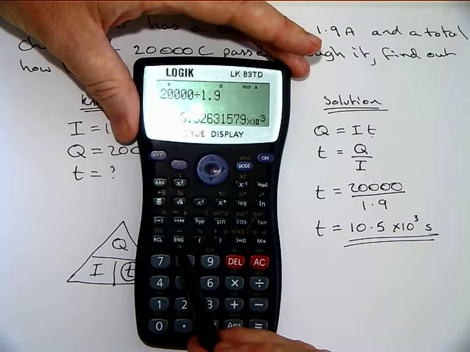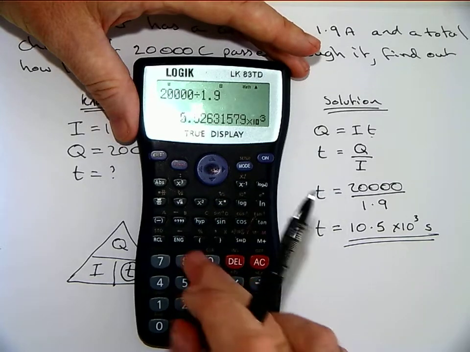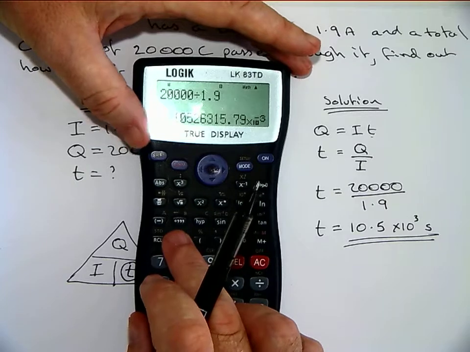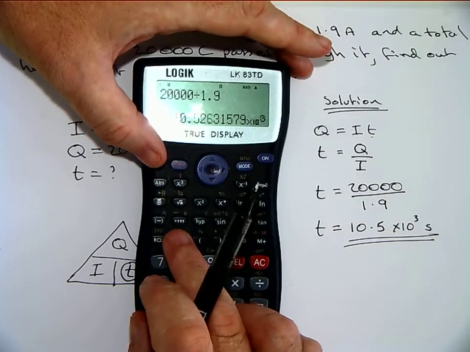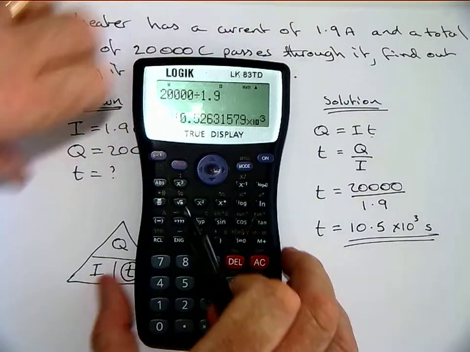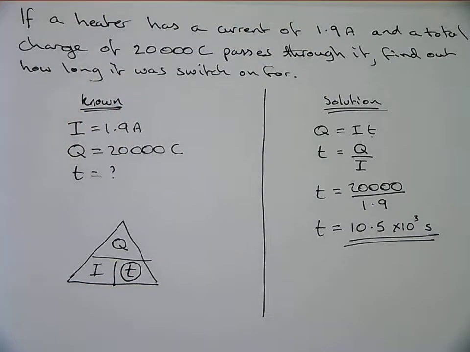Very useful button. Remember, we have it. We don't write down all that nonsense that we had previously. You press it again, it gives you other strange forms, but we just do it once, get a sensible number. 10.5 times 10 to the power of 3 seconds. That's our final answer. Cheers.